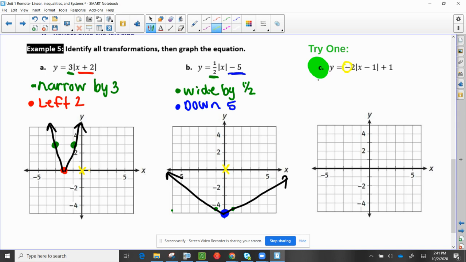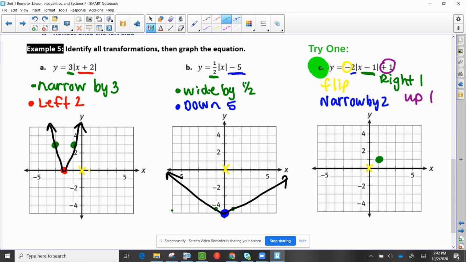Okay, so the negative in front is going to flip the graph. The 2 in front is going to make it narrow. The minus 1 inside the graph is going to move it to the right. And then the plus 1 on the outside is going to move it up 1. So starting that graph off at the origin, like our parent function says, moving the graph right 1 and up 1 gives me my new vertex point.